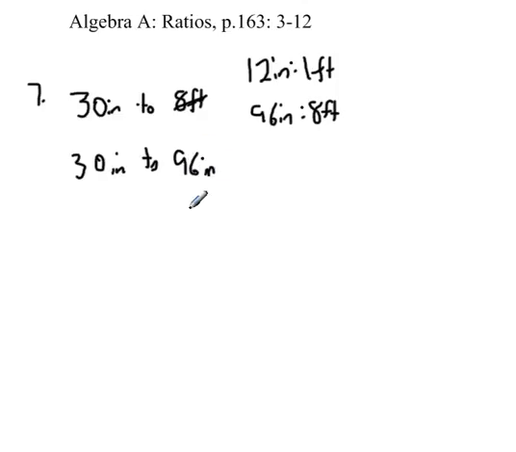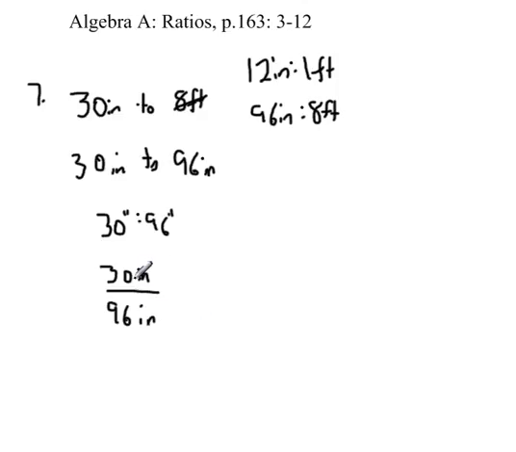Now 30 to 96 can be written in reduced terms. And also remember, you can write this in a few different ways. So you can make that 30 inches to 96 inches. I prefer fractional. That's the most mathematical you'll work with. 30 over 96, like this. So you can see a ratio in a number of ways.